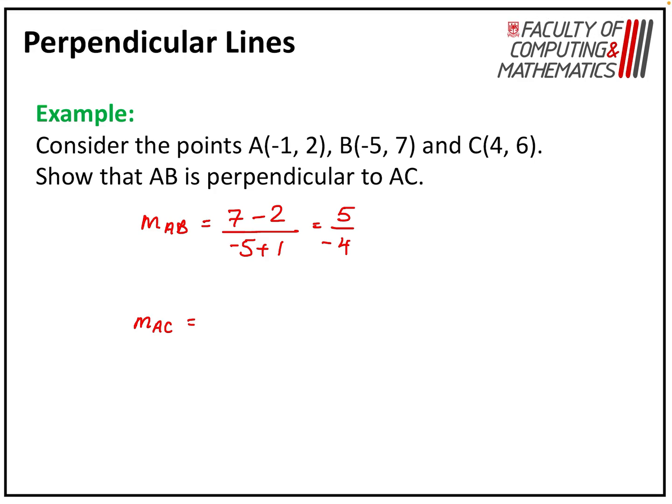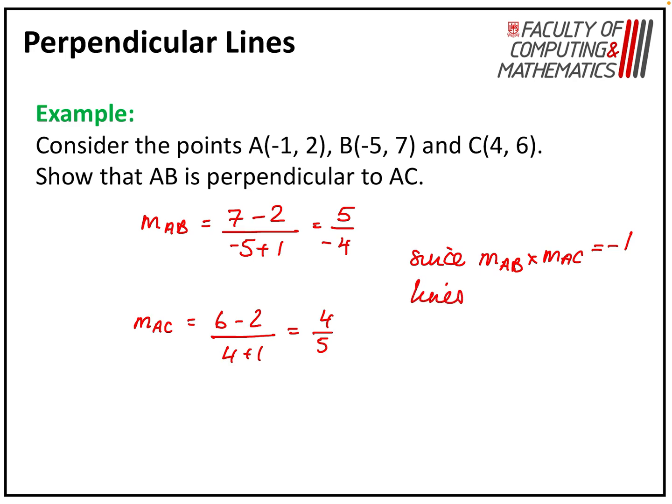Okay, so if I find the gradient of AC, I'm looking for 4/5. Right, so y2 minus y1 over x2 minus x1. I'm getting 4/5. Beautiful. Right, so then I would say, since m AB multiplied by m AC is equal to minus 1, we would say that AB is perpendicular to AC, or the lines are perpendicular.